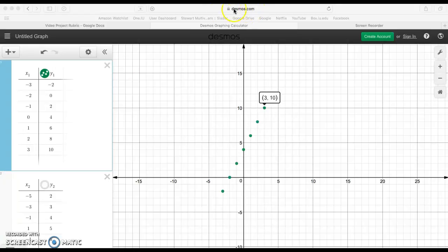I'm using Desmos Graphing Calculator, and with my first relation here, it is organized really beautifully, and I can see that none of my domain values repeat. So my domain values are this one on the left, the x values, and none of my domain values repeat. So this leads me to believe that this relation is in fact a function.